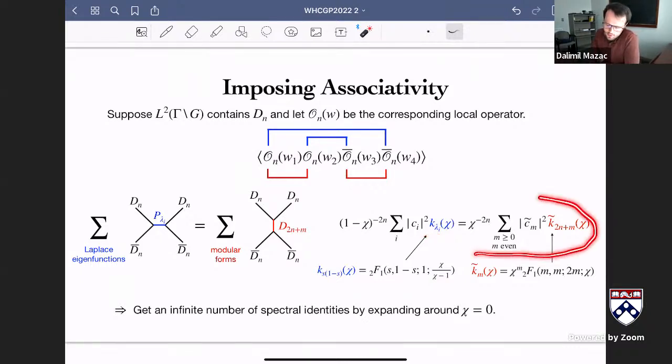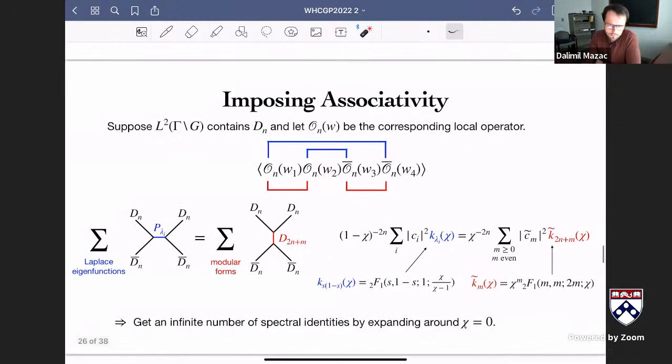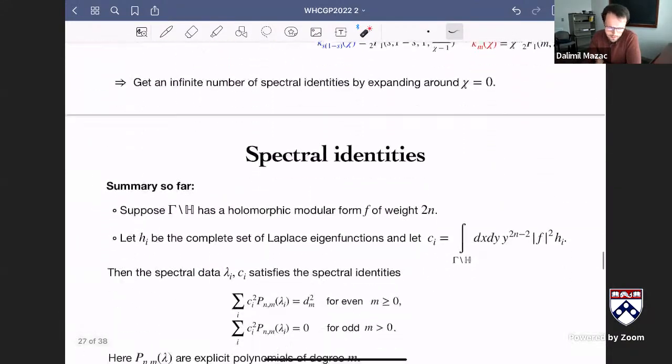And on the other side, you're summing over a slightly different type of 2F1, so a different conformal block, which depends on the discrete series spectrum. But the bottom line is that we get some infinite number of spectral identities, which we can get, for example, by expanding this equation around chi equals 0. So we get an infinite number of identities satisfied by the spectrum, which is sort of the only thing that we'll need in the rest of the talk.